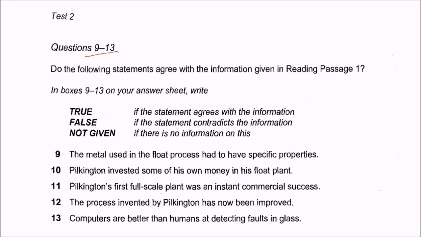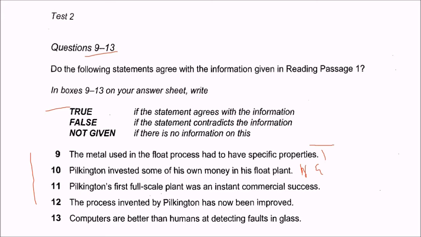Then from 9 to 13, we have to find out whether these statements are true, false, or not given according to the passage. So the metal used in the float process had to have specific properties. 9, this is true. That is why 10 is chosen. Pilkington invested some of his own money in his float plant. 10. This is not given, though it was given that 100,000 was spent every month.